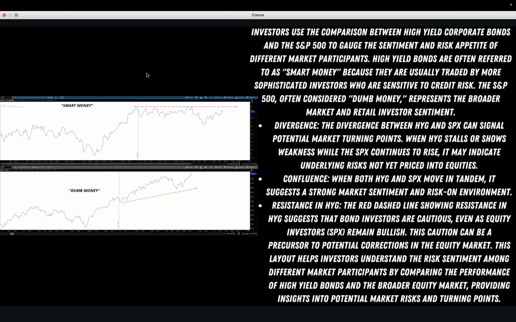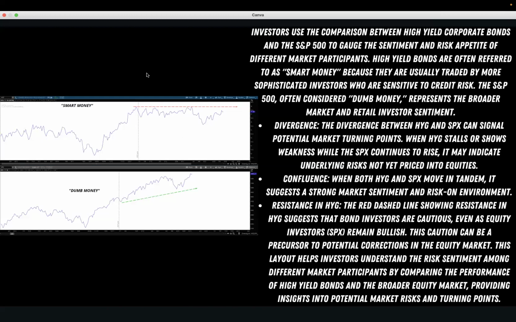Now, the red dashed line is showing resistance in the HYG, and this is basically suggesting that bond investors are still cautious, even as equity investors via the SPX remain bullish. This caution can be a precursor to potential corrections in the equity market, and this layout helps investors understand the risk sentiment among different market participants by comparing the performance of high-yield bonds and the broader equity market, providing insights into potential market risks and turning points.